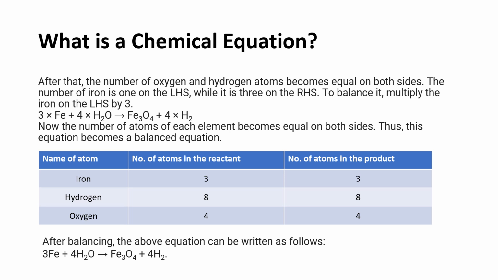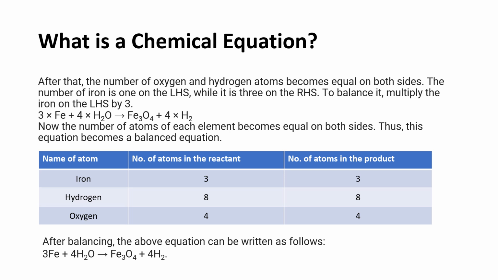The number of iron is 1 on the LHS while it is 3 on the RHS. To balance it, multiply the iron on the LHS by 3. So 3 into Fe plus 4 into H2O gives Fe3O4 plus 4 into H2. Now, the number of atoms of each element becomes equal on both sides. Thus, this equation becomes a balanced equation.